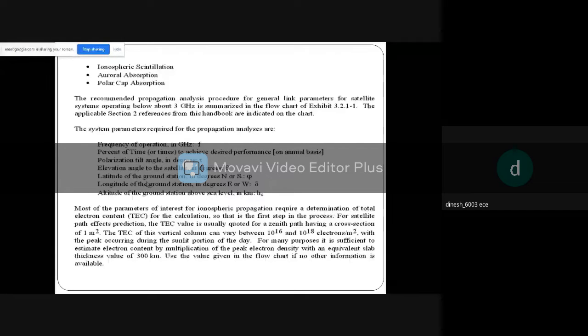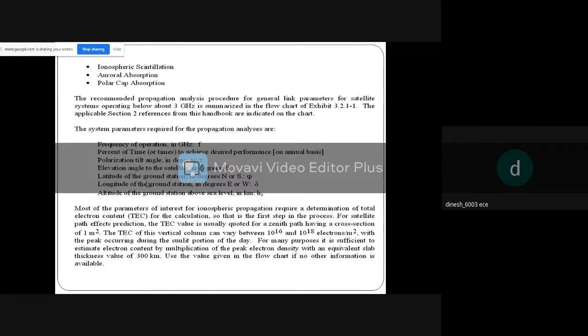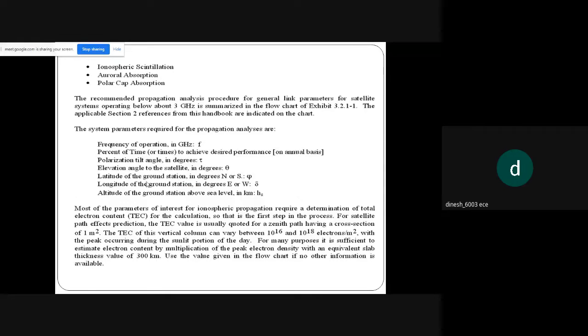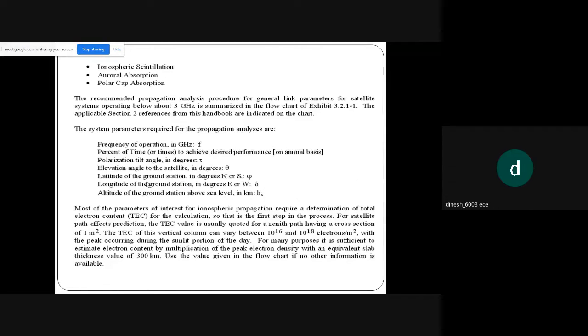Okay, so the system parameters required for this propagation analysis are the frequency of operation measured in gigahertz, the period of time, which is used to achieve the desired performance on an annual basis, the polarization tilt angle measured in degrees, the elevation angle to the satellite measured in degrees, the latitude of the ground station measured in degrees, the longitude of the ground station measured in degrees, and the altitude of the ground station above sea level.